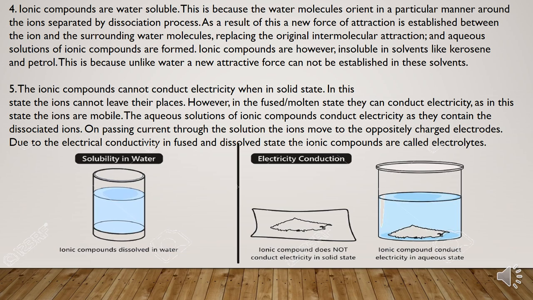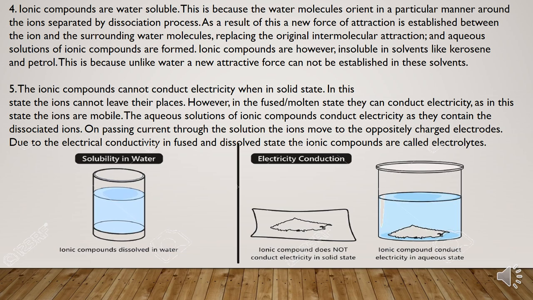Next property is that ionic compounds cannot conduct electricity. So this is a very simple property. When it is in solid state, it cannot conduct electricity. In this state, the ions cannot leave their places. To conduct electricity, ions need to move from one end to the other. But when they are in the solid state, they cannot move, and hence they cannot conduct electricity. Remember that. However, in the fused or the molten state, they can conduct electricity, as in this state the ions are mobile. Mobile means they can move from one place to the other.